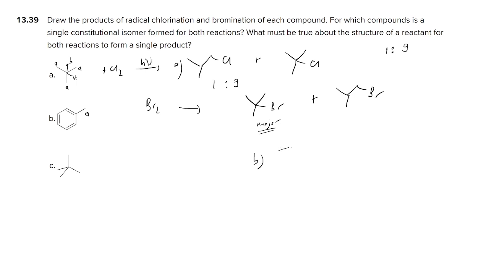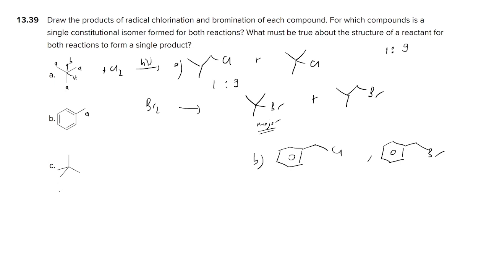For the B, we are going to end up with this chlorination product, and we are going to end up with this bromination product, and we are not going to end up with any constitutional isomers because we have only one reactive carbon for the radical halogenation reactions.